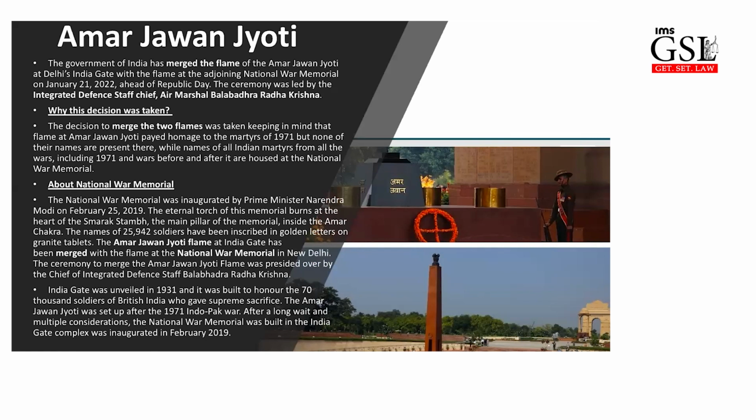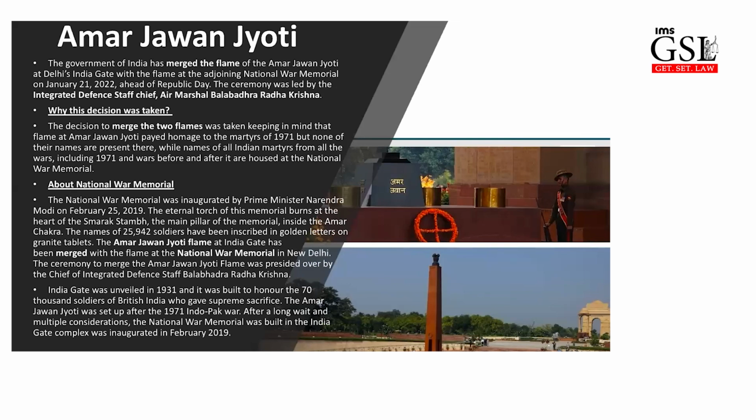About the National War Memorial, this was inaugurated back in 2019 by Narendra Modi. The eternal torch of this memorial burns at the heart of the Smarak Stamb, the main pillar of the memorial inside the Amar Chakra. Names of 25,942 soldiers have been inscribed in golden letters on granite tablets. Amar Jawan Jyoti flame at India Gate has been merged with the flame at National War Memorial in New Delhi. The ceremony to merge the Amar Jawan Jyoti flame was presided over by Chief of Integrated Defence Staff B. Radhakrishnan.